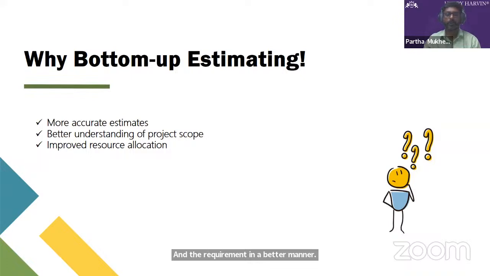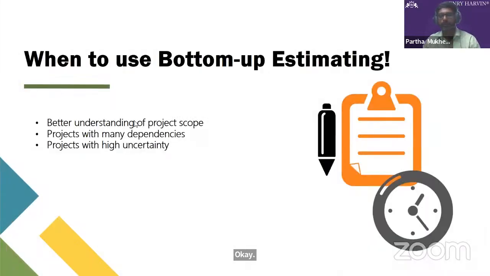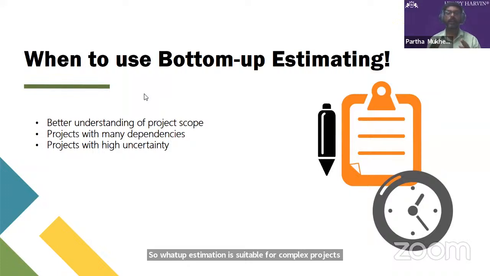Okay. So if we talk about when we should use this bottom up estimation, that's a big question to ask. When do we have a complex project in our hand? Bottom up estimation is suitable for complex projects that require a detailed breakdown of tasks and estimates. When do we have projects which have so many dependencies? Bottom up estimation is very useful for projects with many dependencies between tasks, as it helps to identify and estimate the effort and cost which is required for each task.